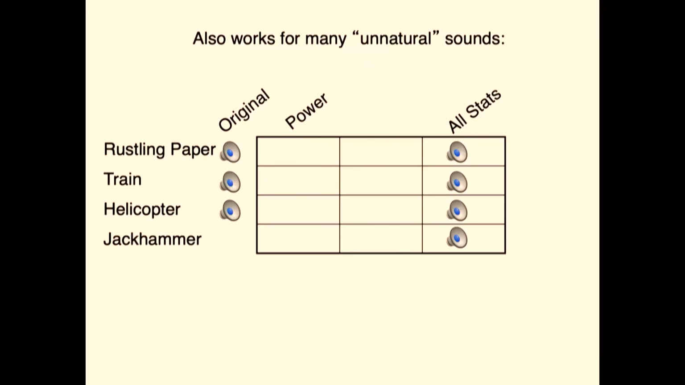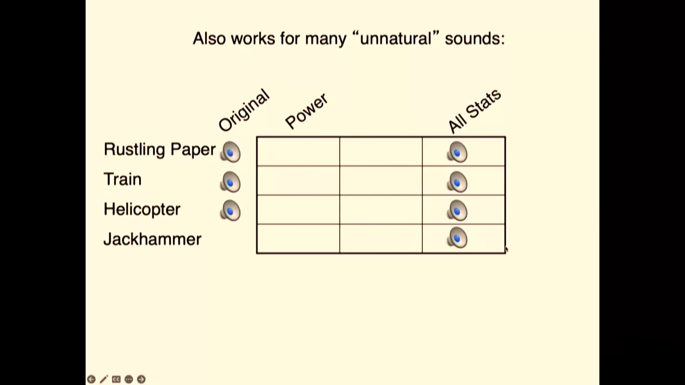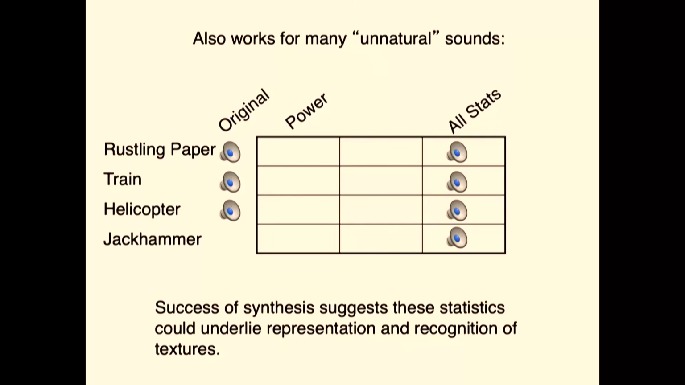So with marginal moments and these pairwise correlations, the synthesis is often pretty compelling. It also works for a lot of things that you might consider to be unnatural sounds. I'll play a few examples. Here's rustling paper. Holding a piece of paper and going like that. And the jackhammer. Okay, so the success of the synthesis suggests that these statistics could underlie the representation and the recognition of textures.